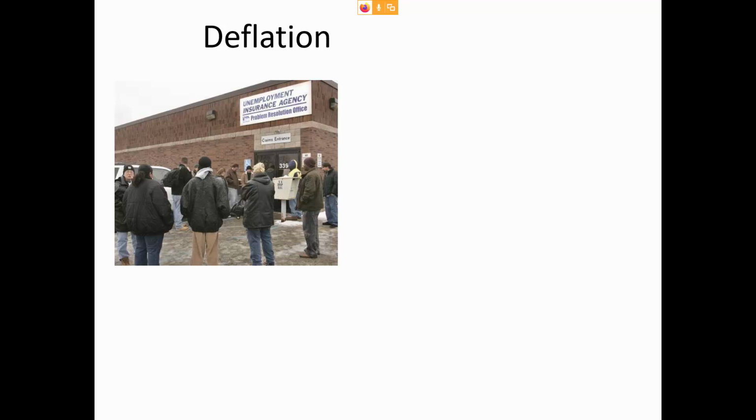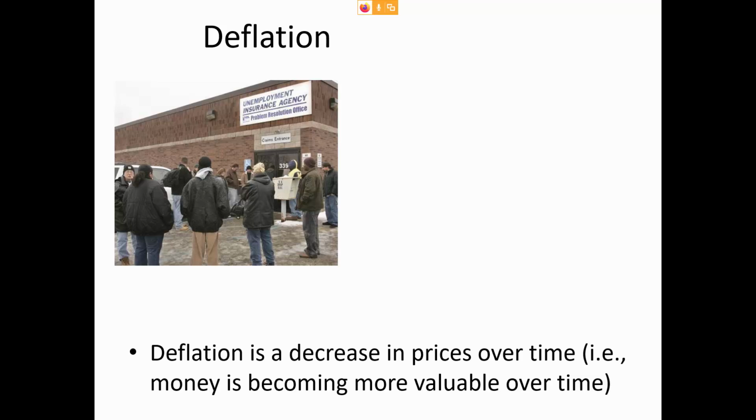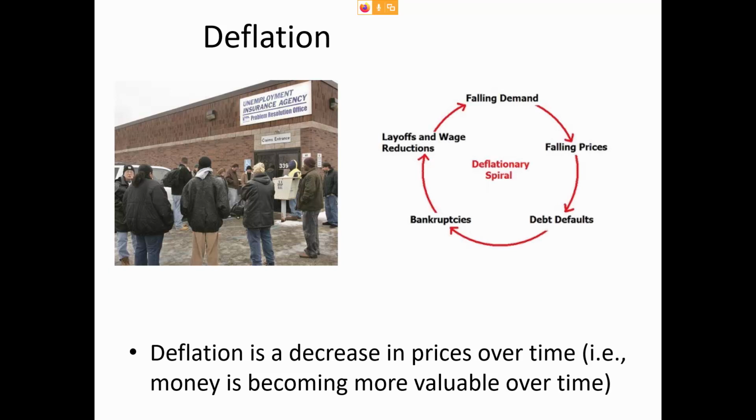And there's something called a deflationary spiral, and we're going to talk about a deflationary spiral, and that is where the prices are going down over time, meaning that money is becoming more scarce or more valuable. People are being more selective in what they spend money on and more cautious in how they spend it.